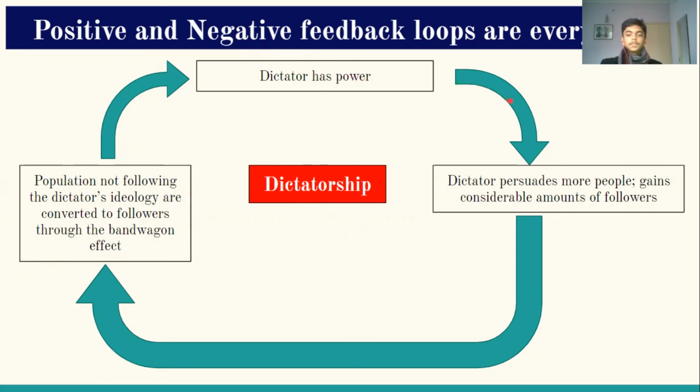So the dictator has power, persuades more people, gains considerable amounts of followers, and then more followers are created, and that means he has more power, and the cycle repeats. So again, the same concept. The output is fed back into the input in the system, and it keeps repeating. One change has power, leads to more changes, which comes back to the same point all over again. So the dictator keeps increasing in terms of power. Okay.